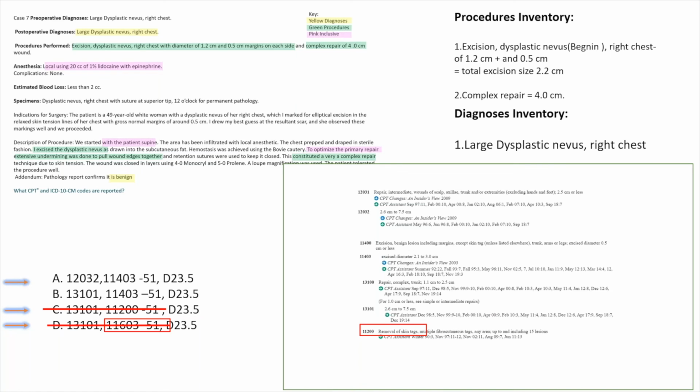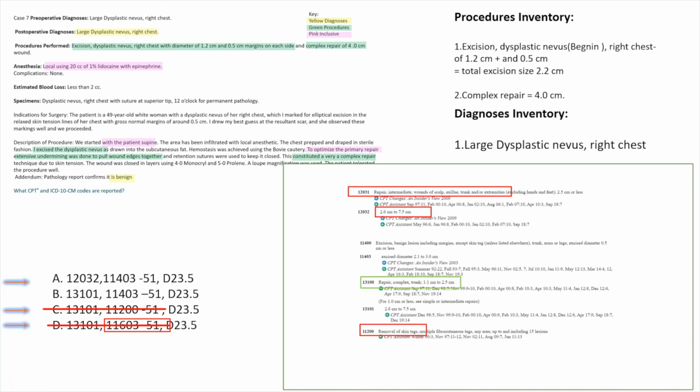For the remaining two options, let's look at what option A, 12032 and 11403, is coding for. The code language for 12032 is repair, intermediate, of wounds of scalp, axilla, trunk, or extremities, 2.6 to 7.5 centimeter. It's an intermediate repair. We had a complex repair in our scenario, so that won't be correct.